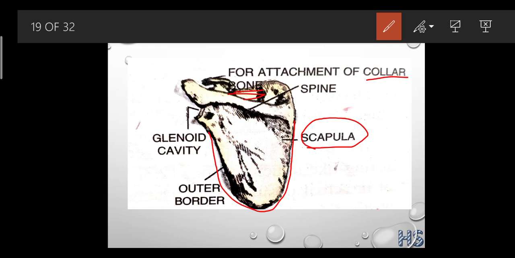Then we have the cavity. What do you mean by a cavity? Cavity means, understand it like this, it's a hole kind of thing. So we have a glenoid cavity. What is the function of this glenoid cavity? Its function is to fit the humerus to the shoulder part. It connects the humerus with the shoulder part.